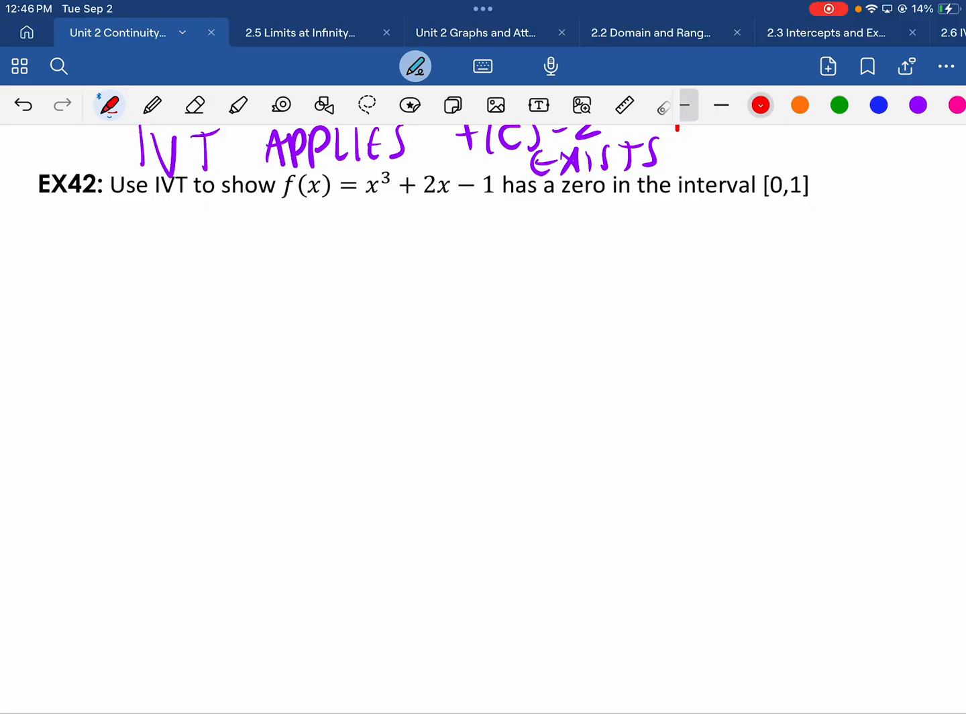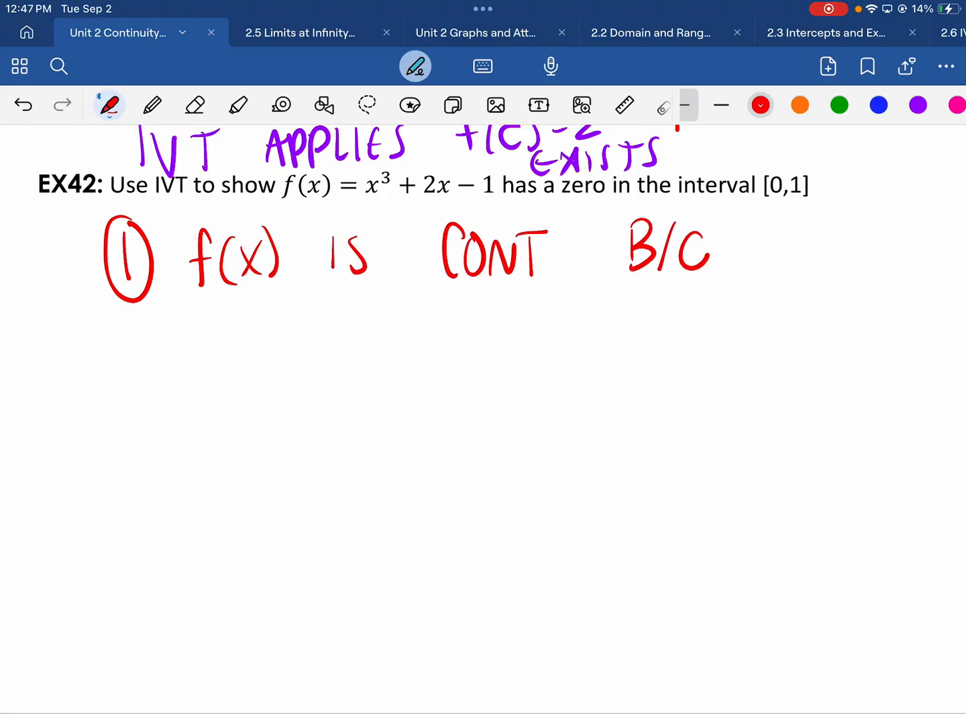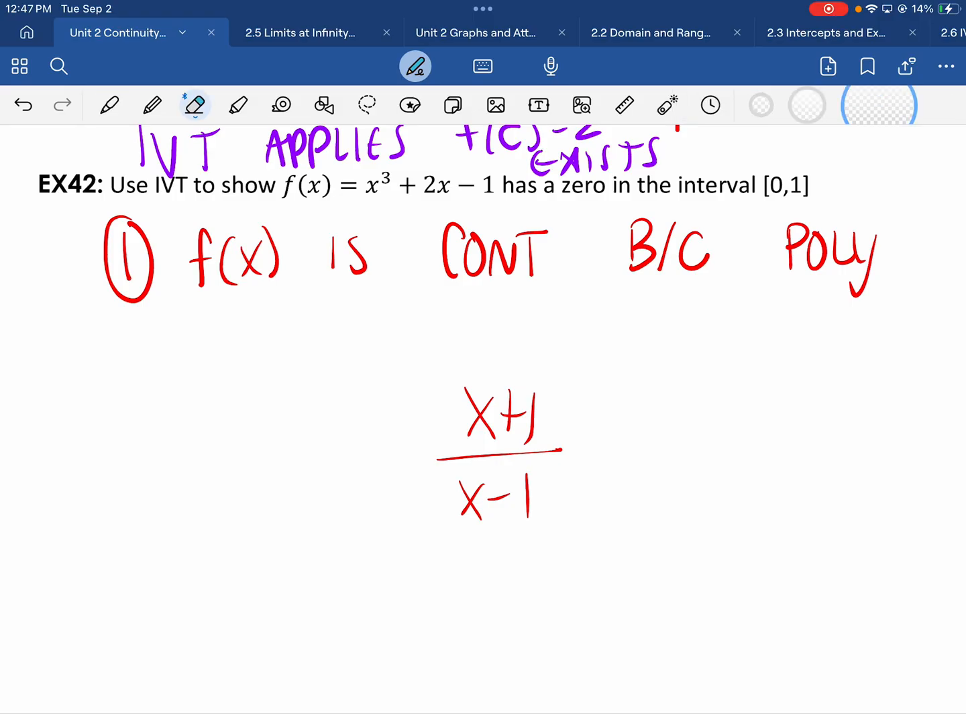Use IVT to show that f of x equals x cubed plus 2x minus 1 has a 0 on the interval 0 to 1. So what is the first thing you have to show? That f of x is continuous. What would be an example if it wasn't continuous? If it has a jump, a hole, or a break. If you have rationals, a fraction, or piecewise, then this doesn't apply if it's not continuous. A lot of your functions are going to be continuous.